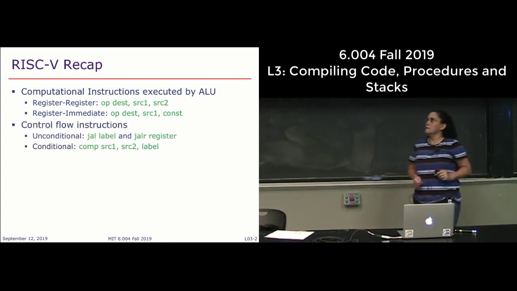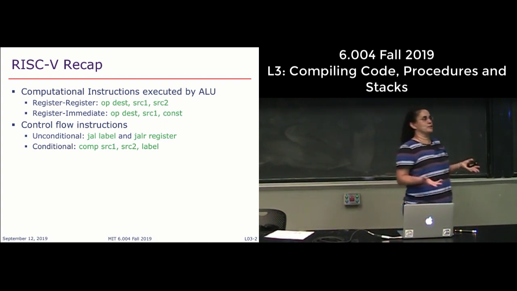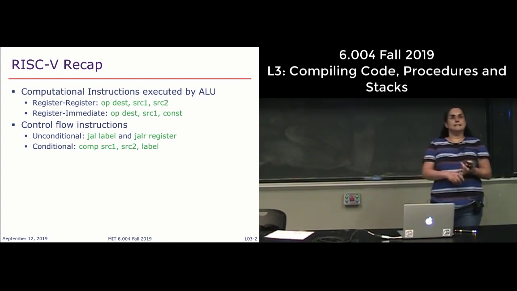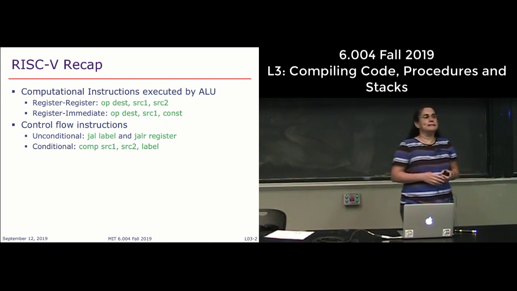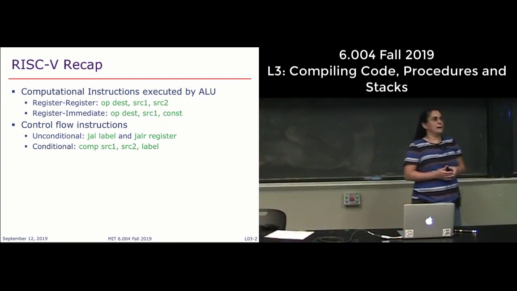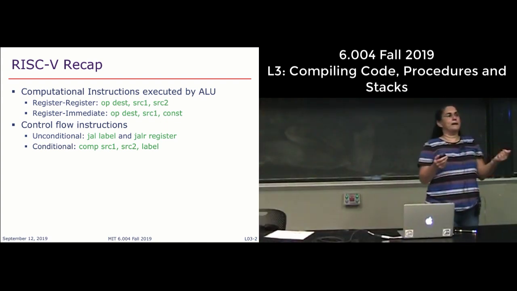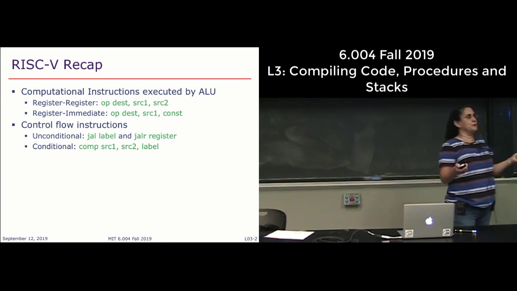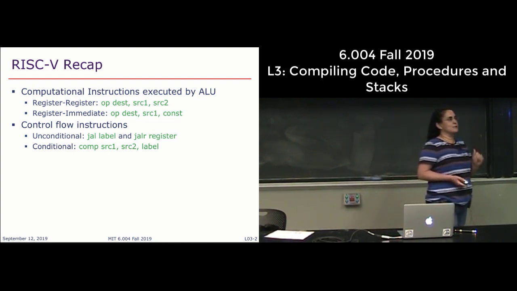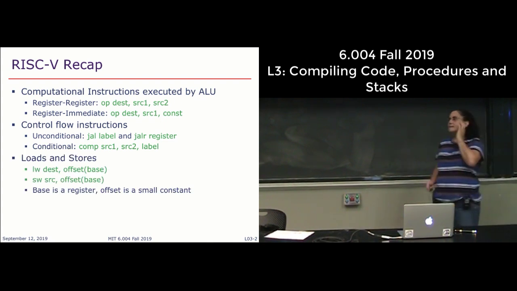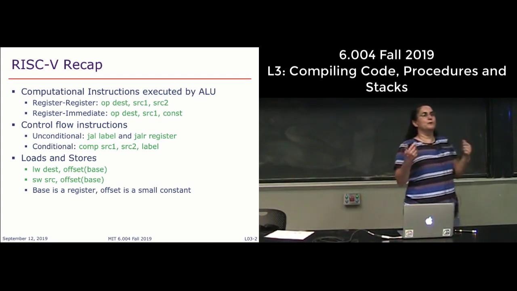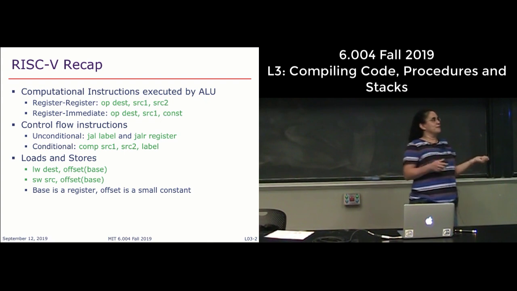In addition to our computational instructions, we have control flow instructions. And here again, we have two different types of control flow instructions. We have unconditional jumps, which are our jump and link and our jump and link register instructions. And we have our conditional branches, where we're basically taking a comparison between source 1 and source 2. If the comparison returns true, then we branch to label. Otherwise, we just execute the next instruction. And finally, the third type of instructions are loads and stores. And this is what allows us to move data back and forth between the memory and our register file.